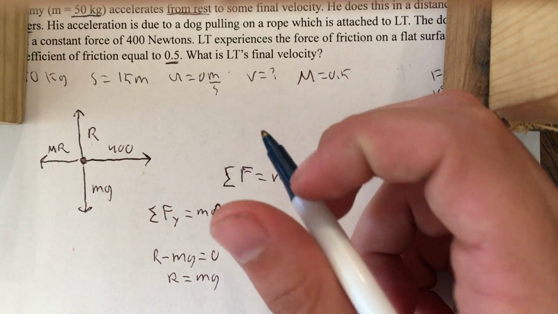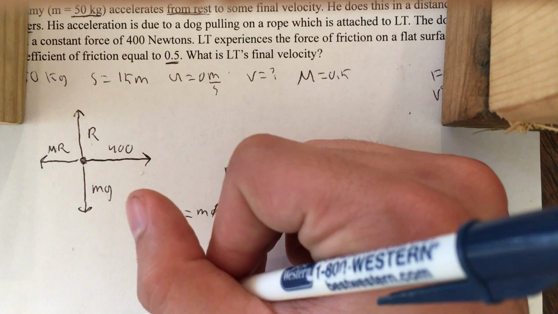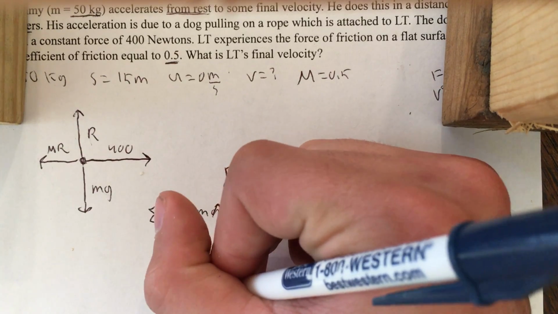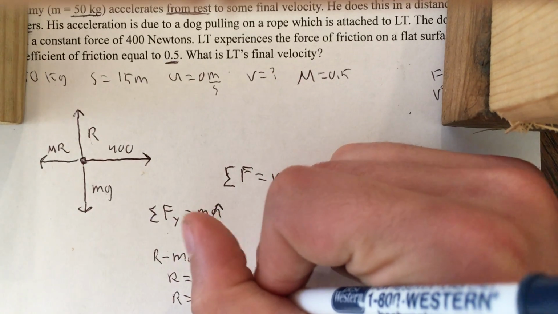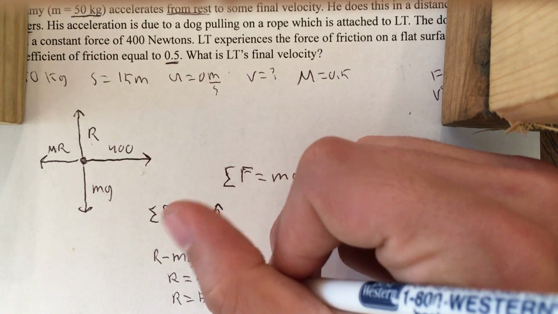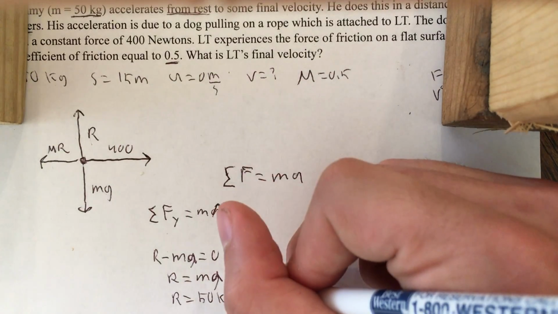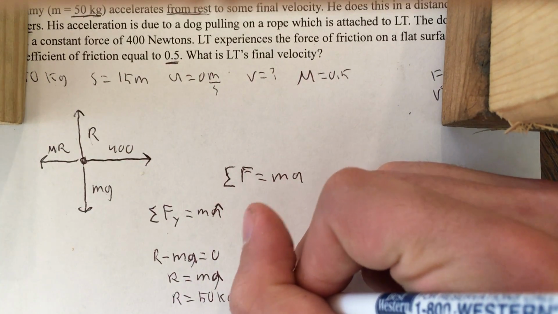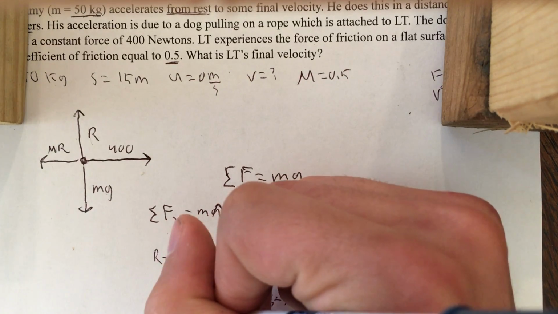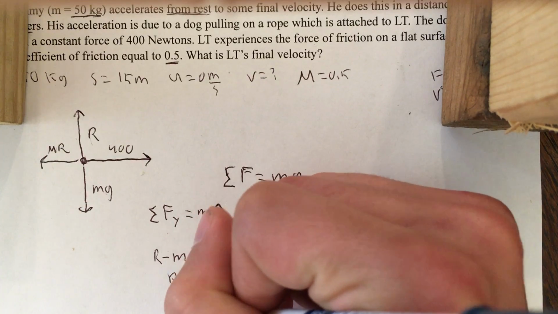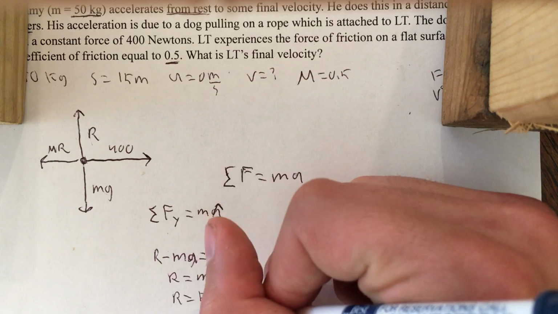So after we do that, we need to find R. So R equals 50 kilograms times 10 meters per second squared. This comes out to be 500 newtons.